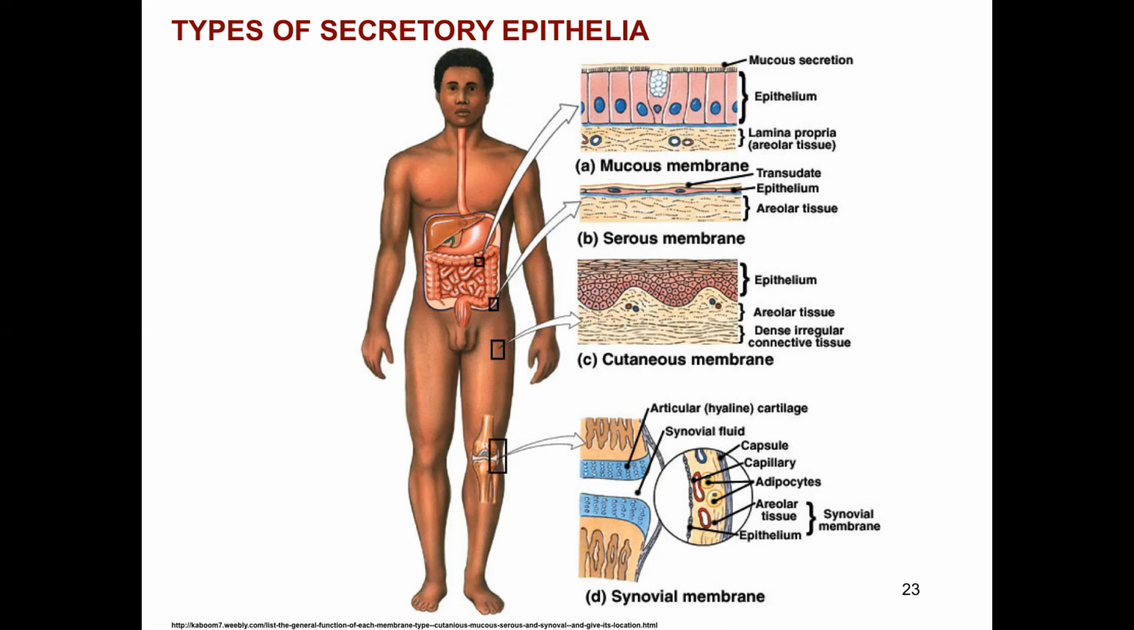Then we also have synovial membranes that we'll talk about later in the semester. Those are going to be found in your fluid-filled movable joints, so they're going to be secreting synovial fluid. And then your cutaneous membrane, which is your skin, right? So your skin secretes all kinds of stuff, right? So sweat and oils and tears, right? So that would be your cutaneous membrane.